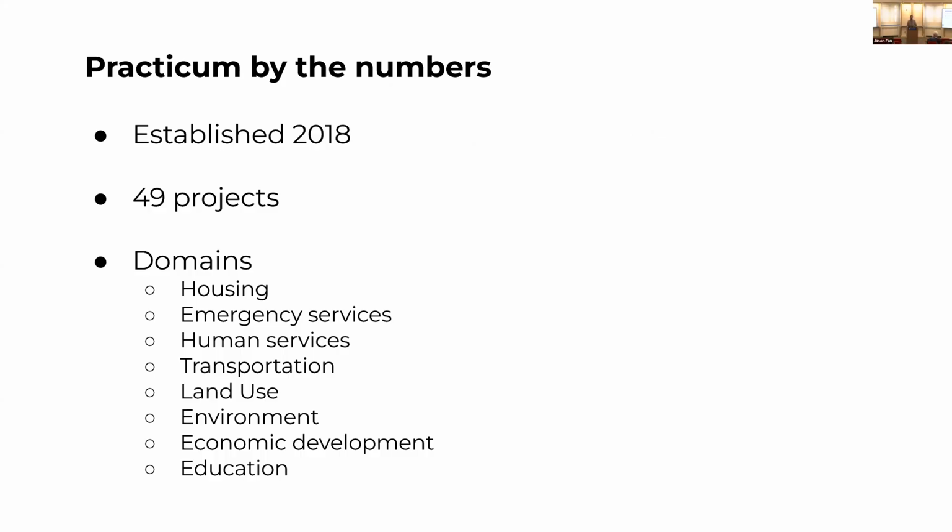So practicum goes back to the 2018 school year. Including this year, we have done 49 total projects in a wide variety of domains, as you'll see today. And those range from housing, human services, transportation, land use, environment, economic development. We've done some things with criminology and criminal justice as well, education.